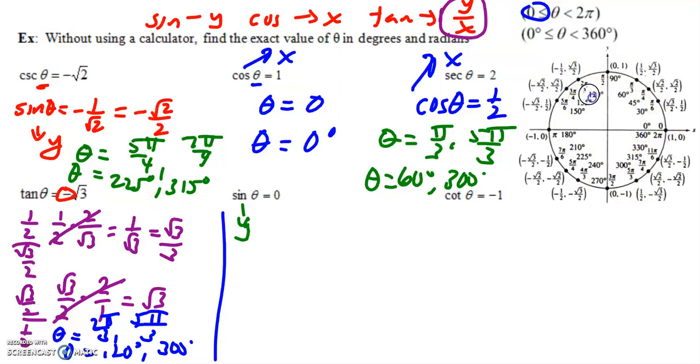So if we have a fresh new unit circle, and we come back to this problem, where is the y value 0? Well, the y value is 0 here, as well as right here. And remember, we're restricted to one time around the circle. So my two angles in radians would either be at 0 or pi. And my two angles in degrees would either be 0 degrees or 180 degrees.